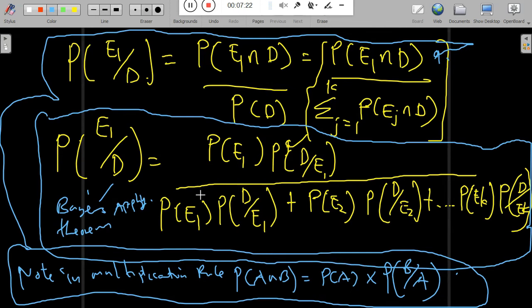Let's go quickly to the question. Let's go quickly to see an example so we can master how to apply Bayes' theorem in solving different problems. Let's try to check this example over here.